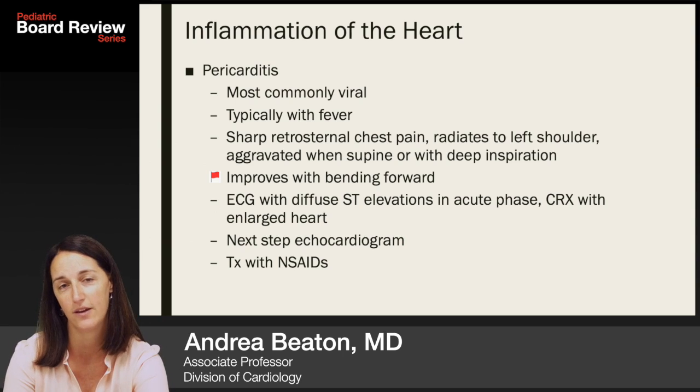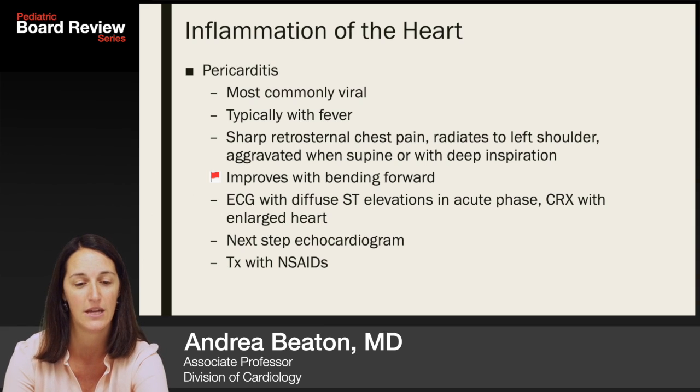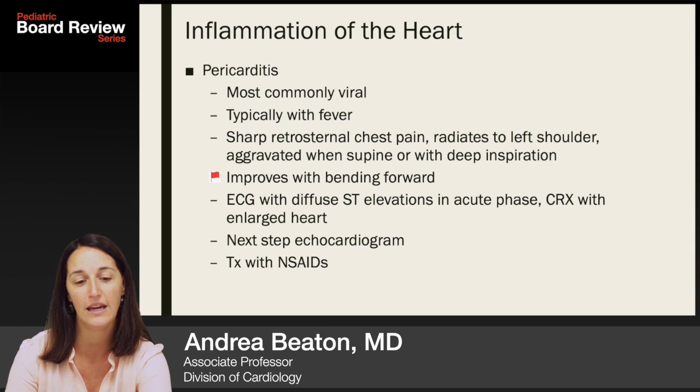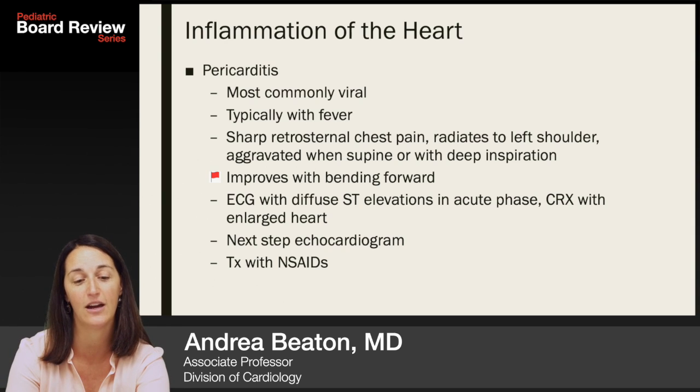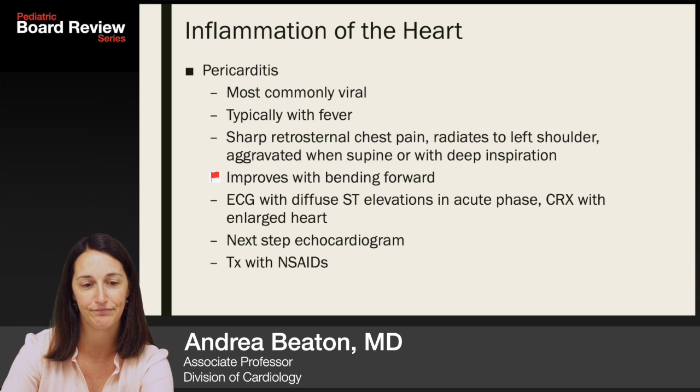This is the only kind of chest pain that improves when a child sits up and bends over, and they tend to do that spontaneously. You'll order an EKG and you'll see diffuse ST segment elevations, at least in the acute phase of pericarditis, and the chest x-ray may show an enlarged cardiac silhouette where the fluid is creating a larger shadow on the x-ray. Your next step here, if you haven't done one, is an EKG. After that is an echocardiogram, and your treatment is going to be NSAIDs as the answer.